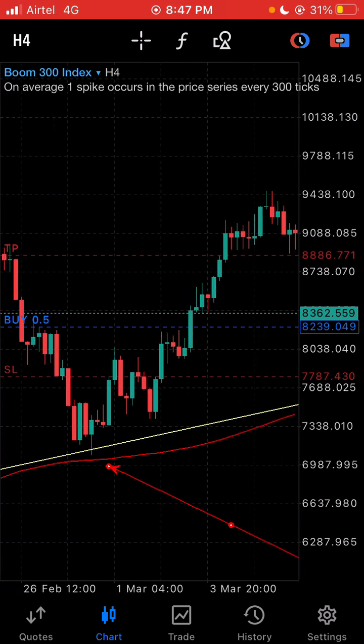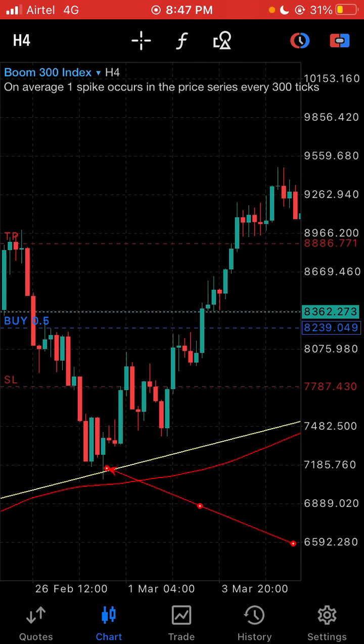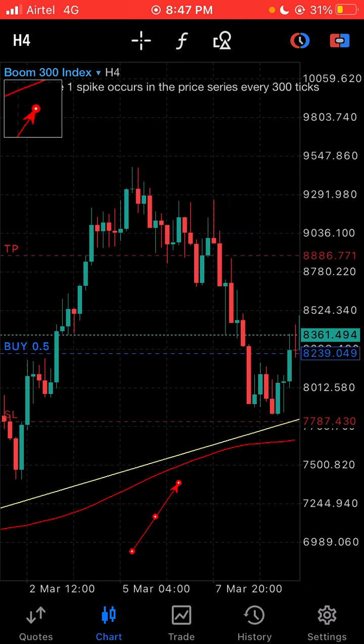If you see this area, exactly, we have a big rejection from the trend line and the moving average. Moving average rejected the price. The trend line reversed the price. That means the moving average is acting as a support.